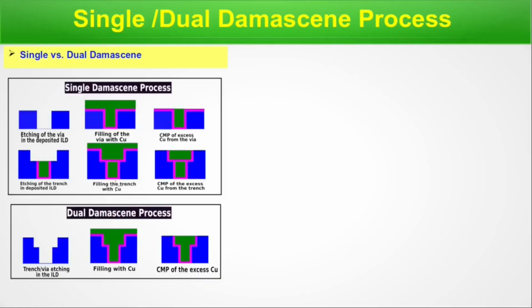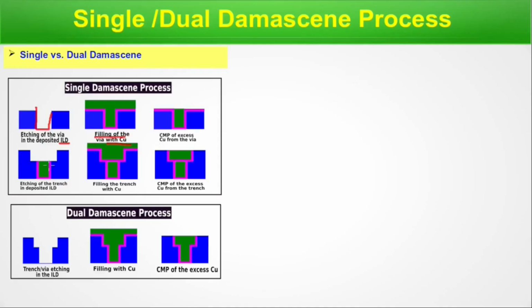Single versus dual Damascene process. Now let's see what these two types of processes are. There are two types of Damascene process. One is single and another one is dual Damascene. These are the methods followed to deposit copper interconnect. So this is the first step. First the ILD, that is interlayer dielectric or intermetal dielectric, is deposited and then etched to form the via. On that copper is filled, and in the third step the extra copper is removed with the help of the process CMP, that is chemical mechanical polishing.